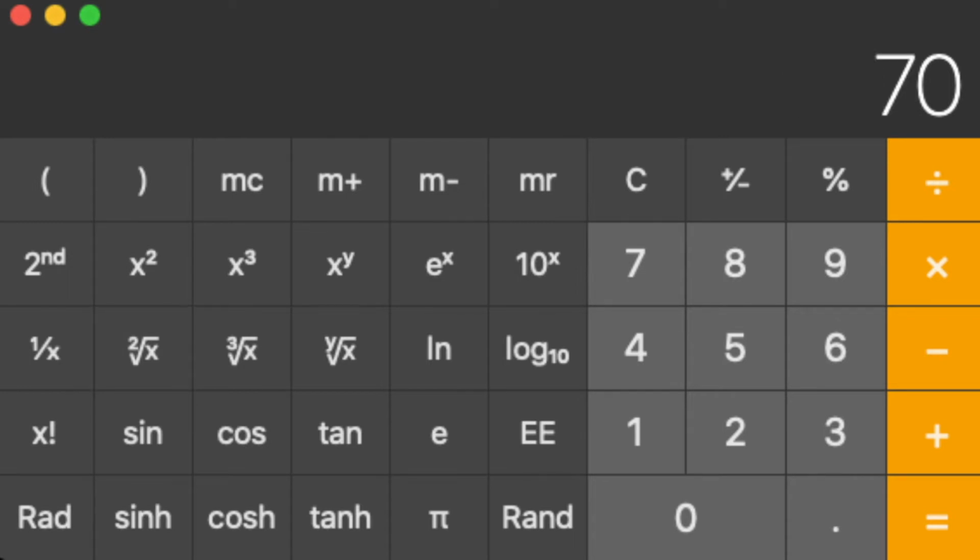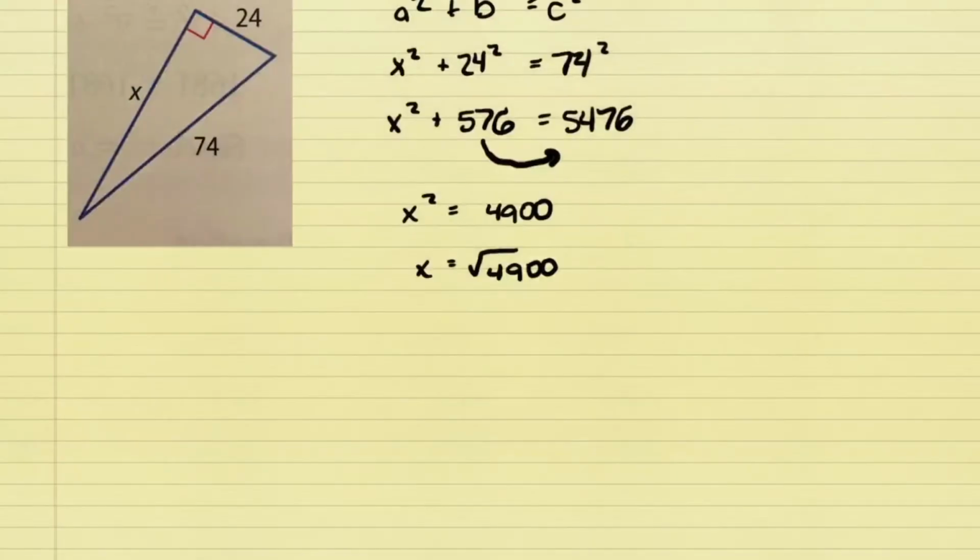Now, the reason why we're doing that, if I jump back to the iPad here, is because we're taking the square root of 4,900, which is the answer we're looking for.